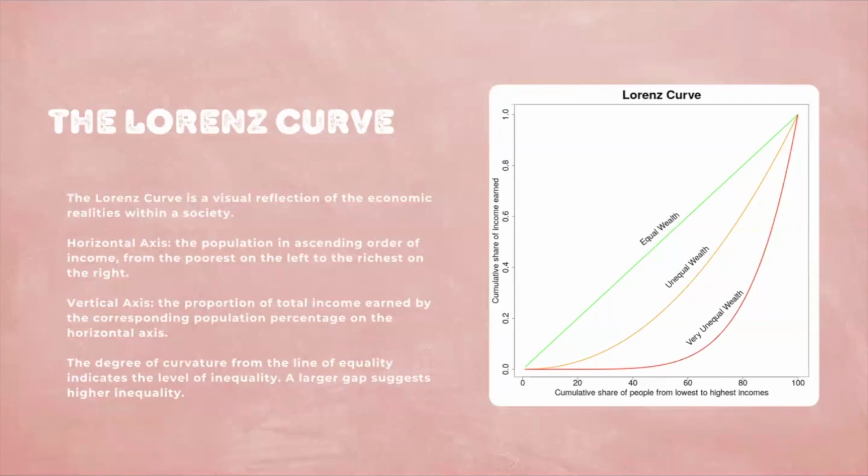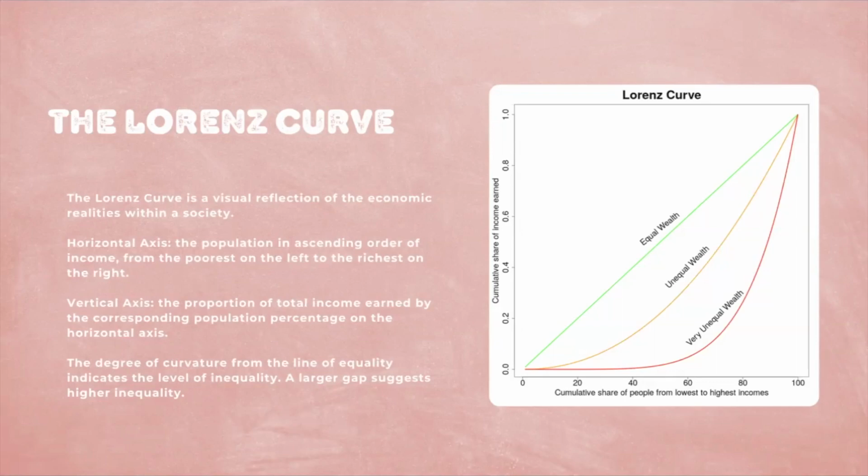The Lorenz curve. The Lorenz curve is a visual reflection of the economic realities within a society. So the horizontal axis represents the population in ascending order of income, from the poorest on the left to the richest on the right. The vertical axis represents the proportion of total income earned by the corresponding population percentage on the horizontal axis. So let's look at the diagram on the right.